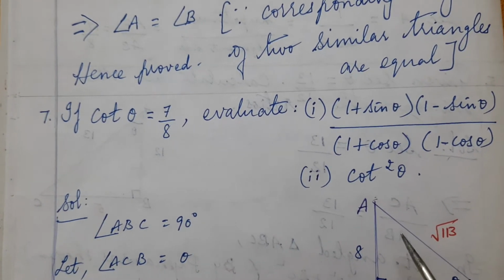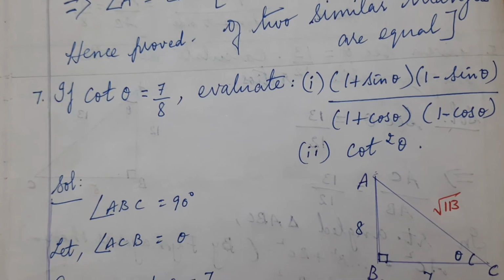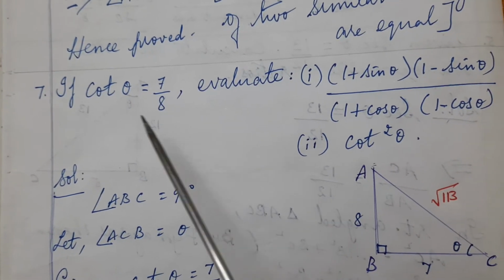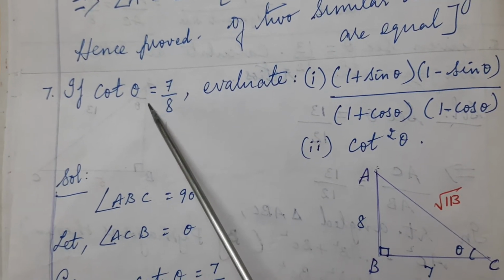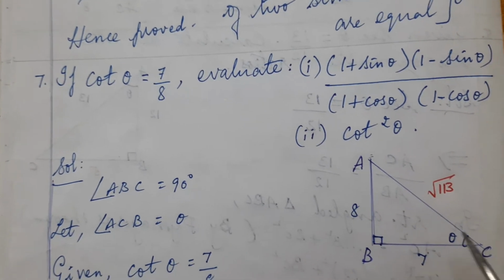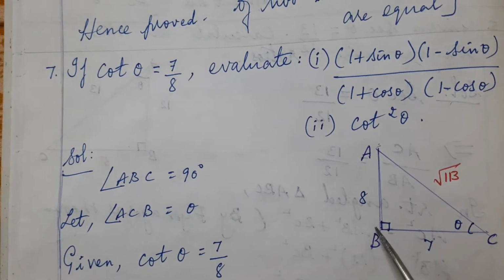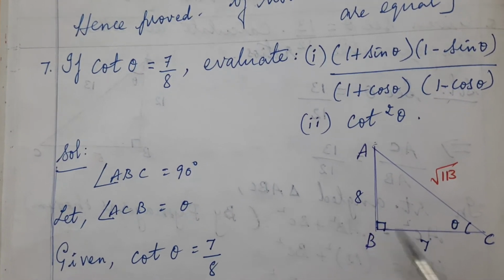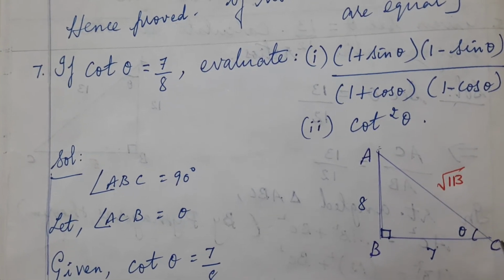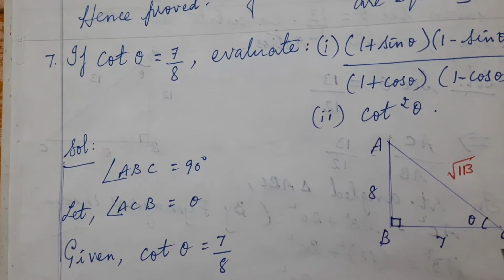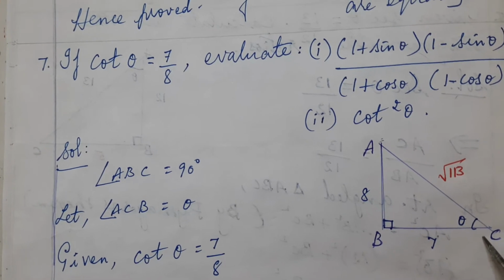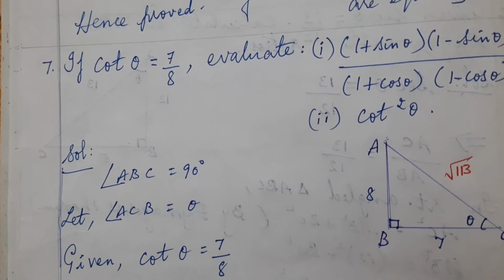So now we are going to draw a right angle triangle ABC. Here it is given cot theta. Theta means measure of an angle. So any one angle we can take it as theta. Angle B is 90 degrees, so I should not take B. Of the other two acute angles, any one angle I can take as theta, either this or this. So I have taken C as theta. So now ACB is equal to theta.